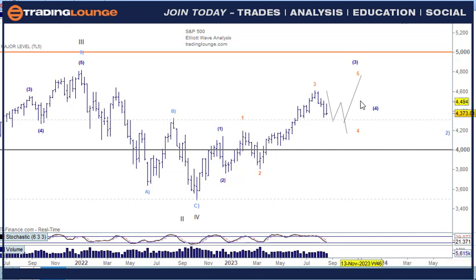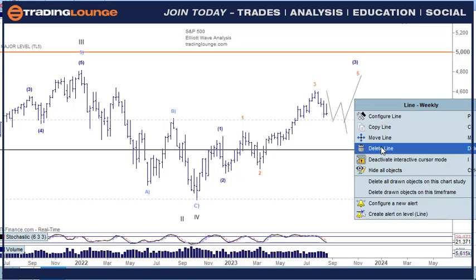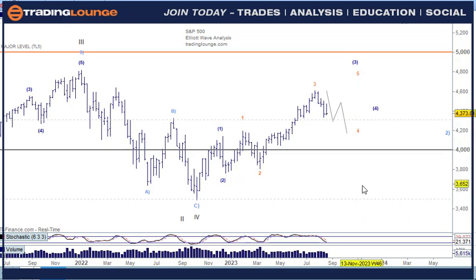So that means that we would need to change this count if it's going to come down that far, because that would be too low for wave 4. Sometimes it's okay to see wave 4 to 50%, and maybe a tad more and those sort of things. But not so much in the bigger picture. In the smaller picture, we can take that on board.